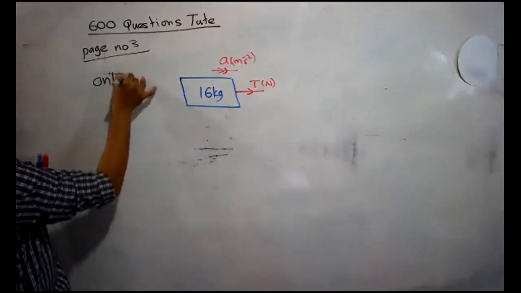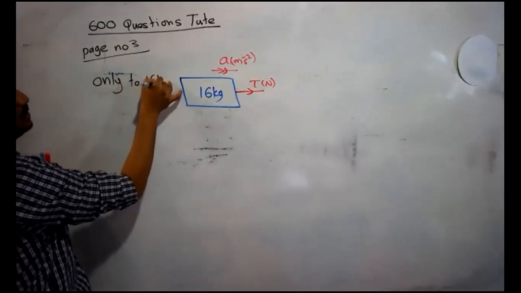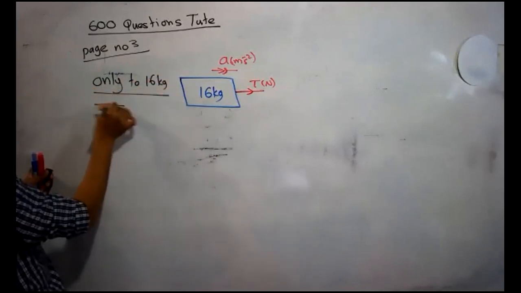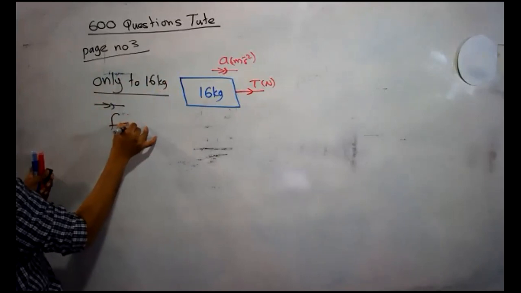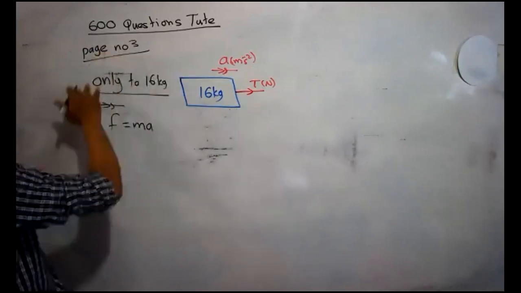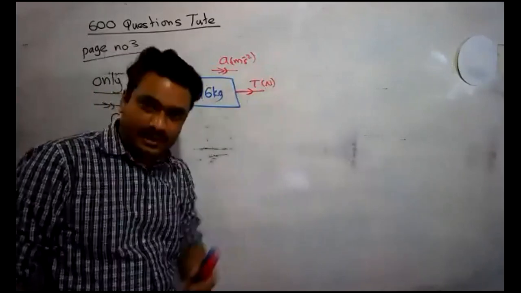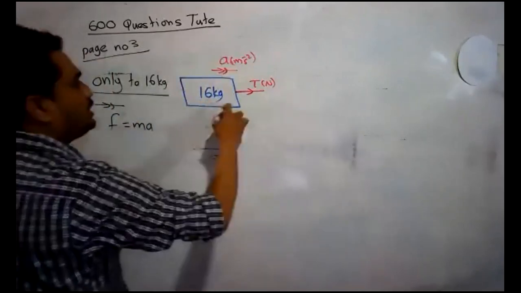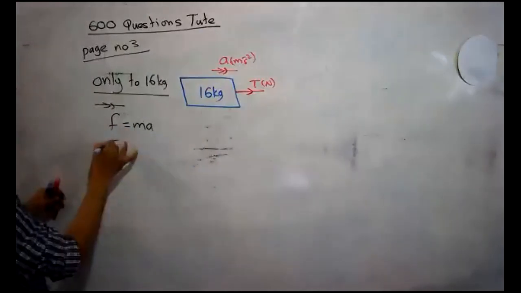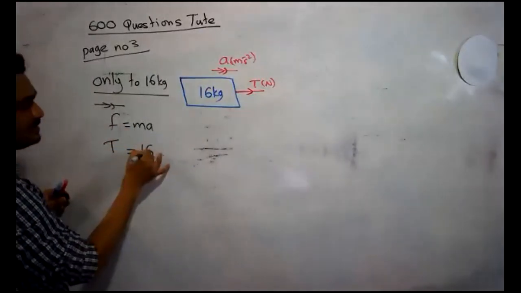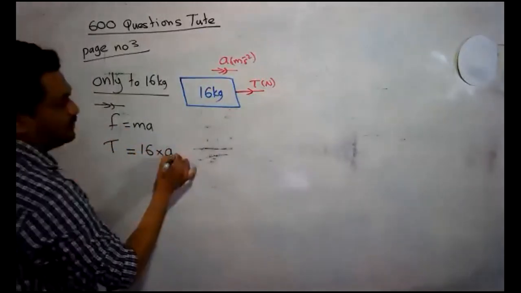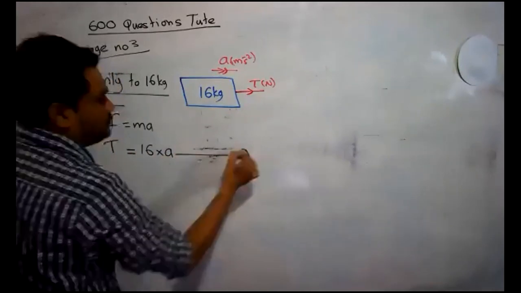Only to the 16 kg object in this direction, I apply F equals ma. So when you write this equation, it's better if you draw this 16 kg object separately. The only horizontal force acting on the 16 kg object is capital T. Its mass is 16. Acceleration is simple a. Let me mark it as the first equation.